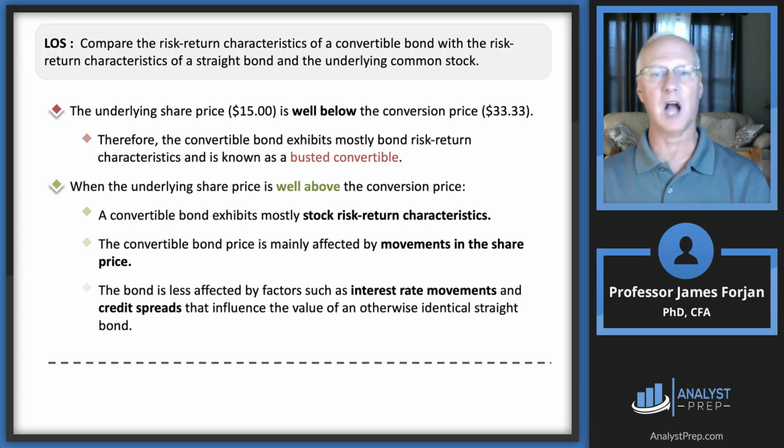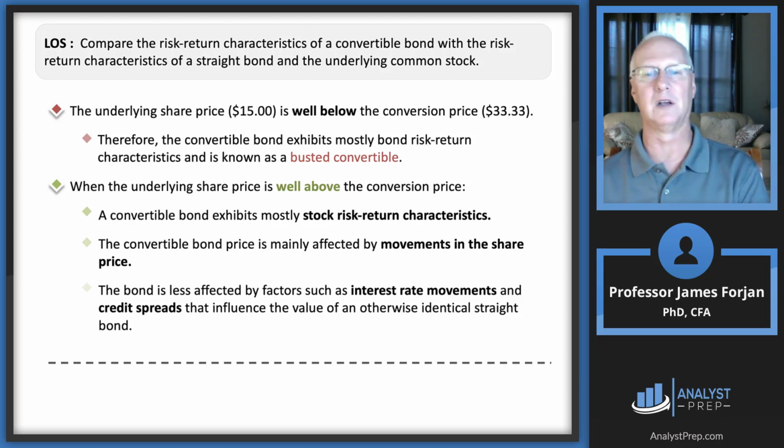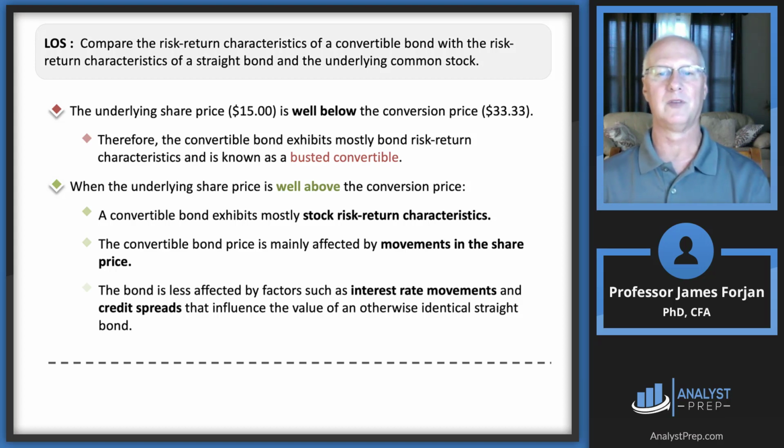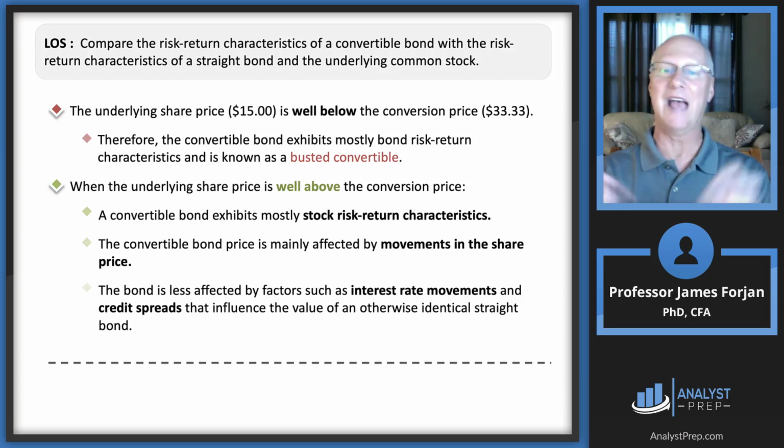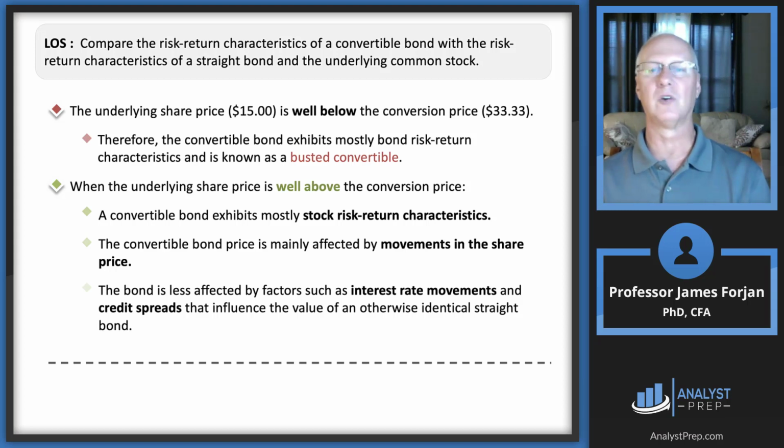However, when the underlying share price is well above the conversion price, then the convertible bond looks an awful lot like a share of stock. So the convertible bond price is mainly affected by movements in the share price. So look at that last diamond point. The bond is less affected by factors such as interest rate movements and credit spreads because it's acting more like a share of stock. So this is a great exam question.